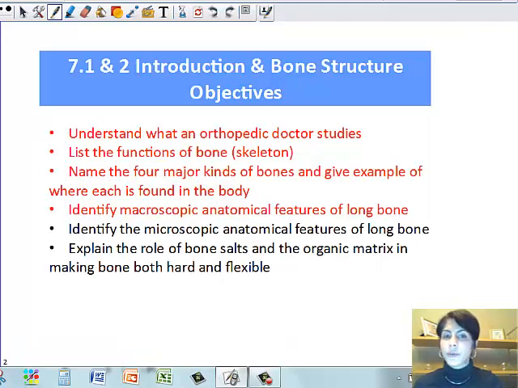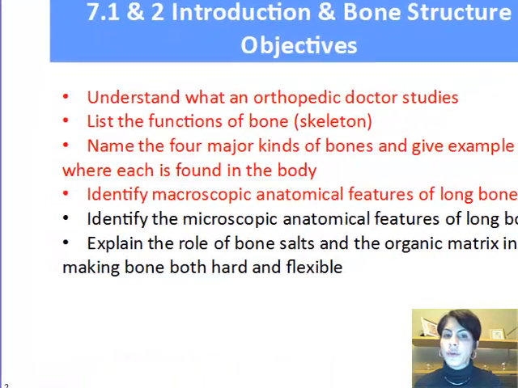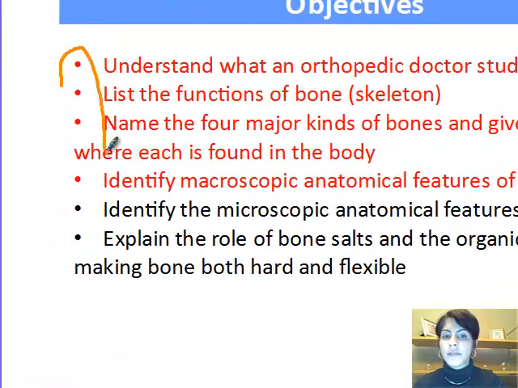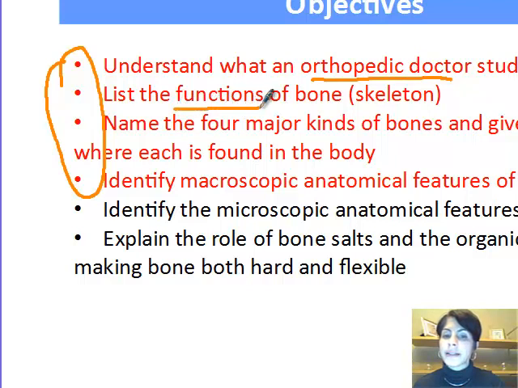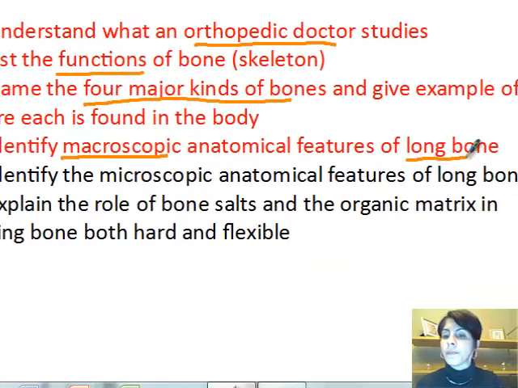In this screencast, we'll be covering 7.1 and 7.2, the very first 4 objectives of your guided notes packet. We'll talk about what an orthopedic doctor studies, take a look at the jobs that the skeletal system has in the body, list the 4 major types of bones plus more and give examples of where they're found in the body, and identify the macroscopic anatomical features of long bone.